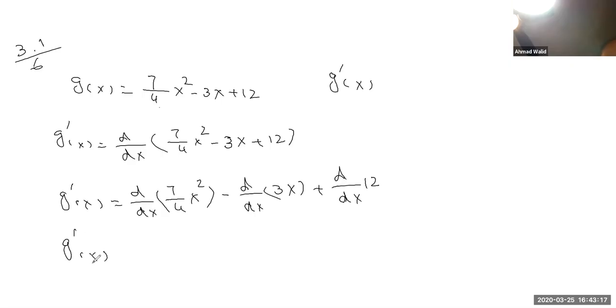Then g prime x equals, you see a constant times a function, then 7 over 4 d dx of x squared minus, again, constant times a function, 3 d dx of x plus, what is the derivative of a constant? 0. If you want to take the note, quickly write this. I will erase the top portion. Okay, actually I can erase the problem at least.